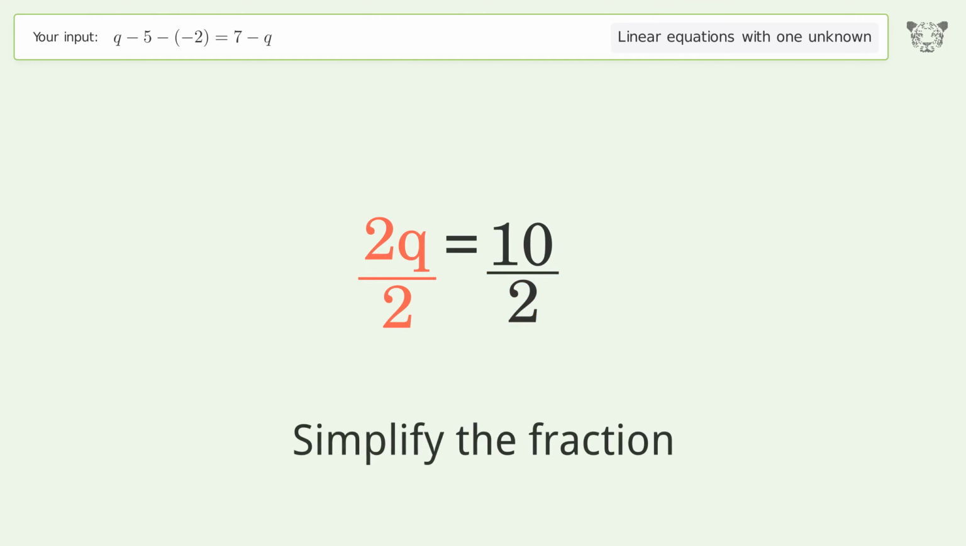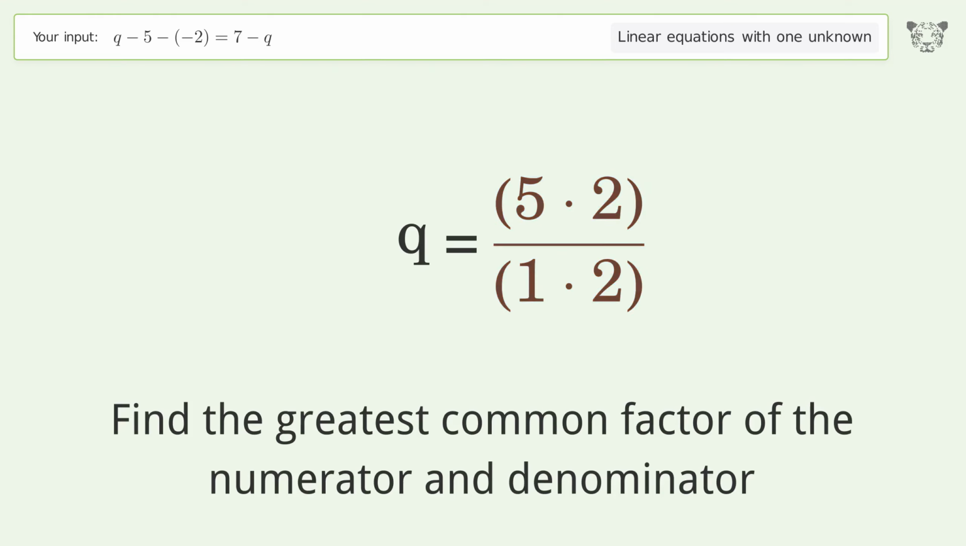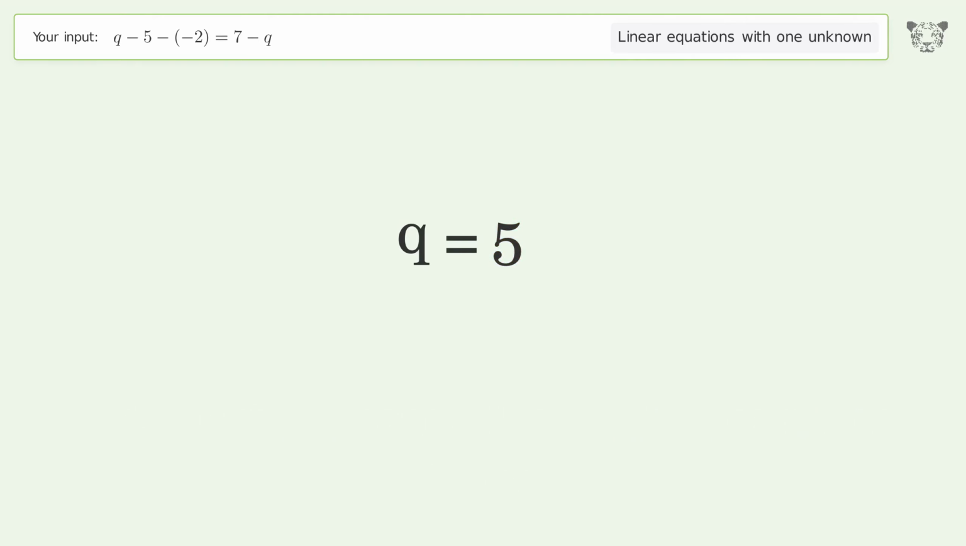Simplify the fraction. Find the greatest common factor of the numerator and denominator. Factor out and cancel the greatest common factor. And so the final result is q equals 5.